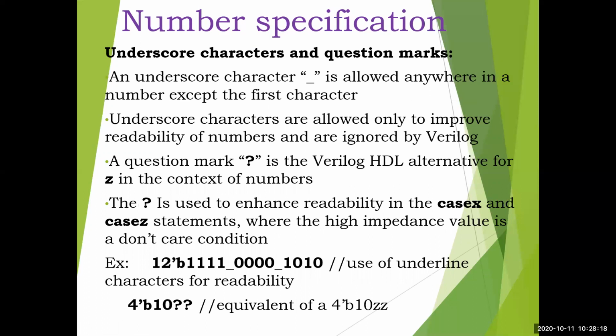Then finally we have underscore characters and question marks, which we use for readability purposes. An underscore character is allowed anywhere in a number except the first character. You cannot write it in the beginning, but in between you can. For example, you have a binary number. Binary numbers are very difficult to remember, right? So for a 4-bit combination, in between you can put one underscore, and it will be ignored by the Verilog compiler. Underscore characters are allowed only to improve readability of numbers and are ignored by Verilog. It is not compulsory, it is optional.